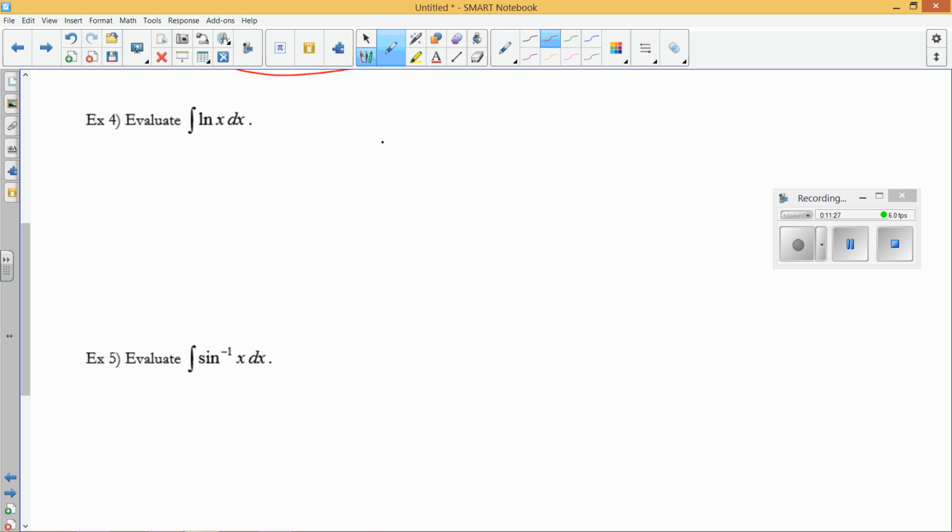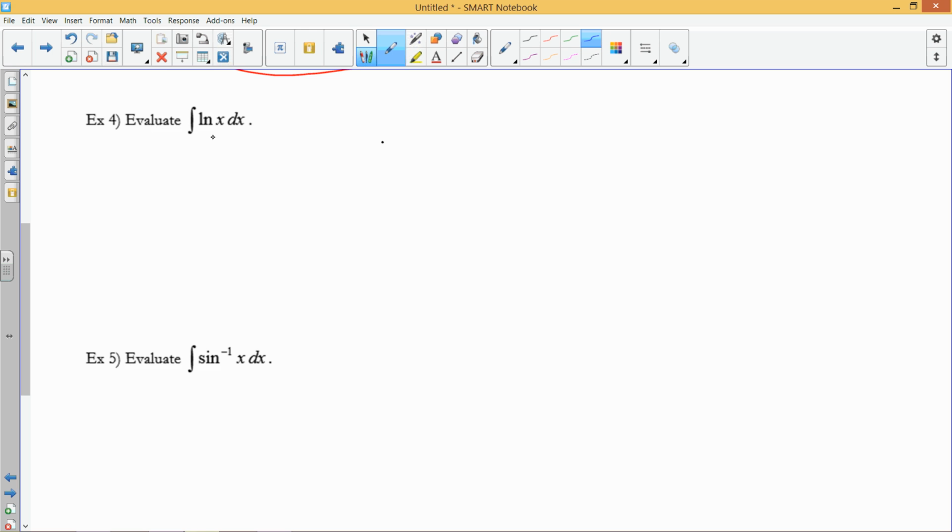Alright, so example 4, we have the integral of ln x dx. Well, why is this an integration by parts? I kind of had mentioned integration by parts is mostly for when you have a product you can't get rid of. There's really not a product here. Well, that's true. Technically, there is kind of a product here. It's the product of ln x and 1. But you're still thinking that's not a product we can't get rid of.